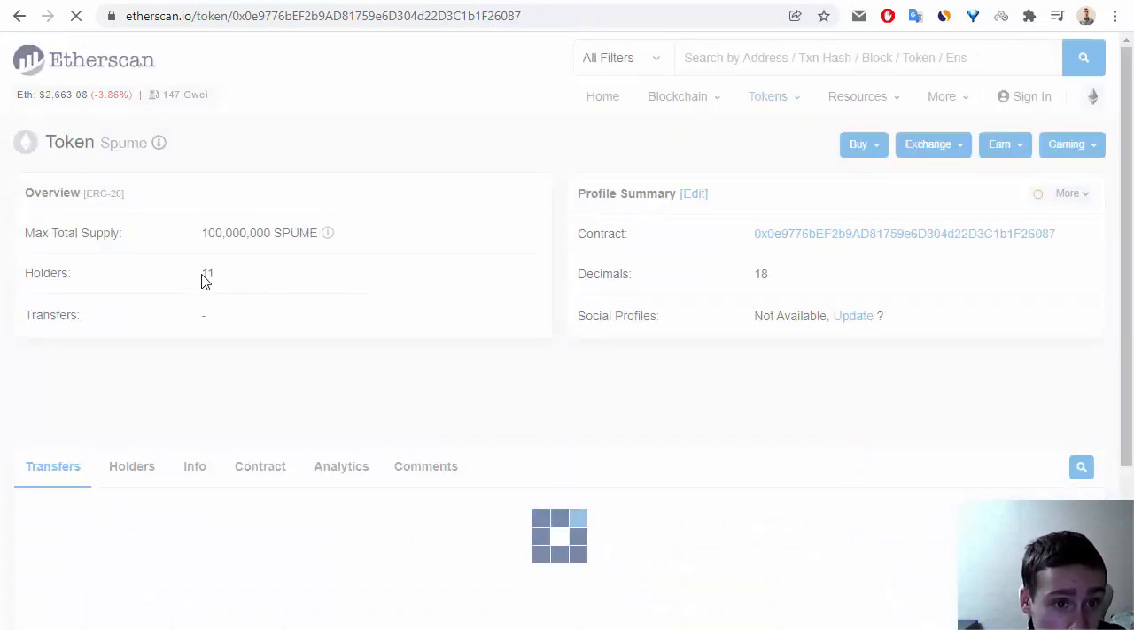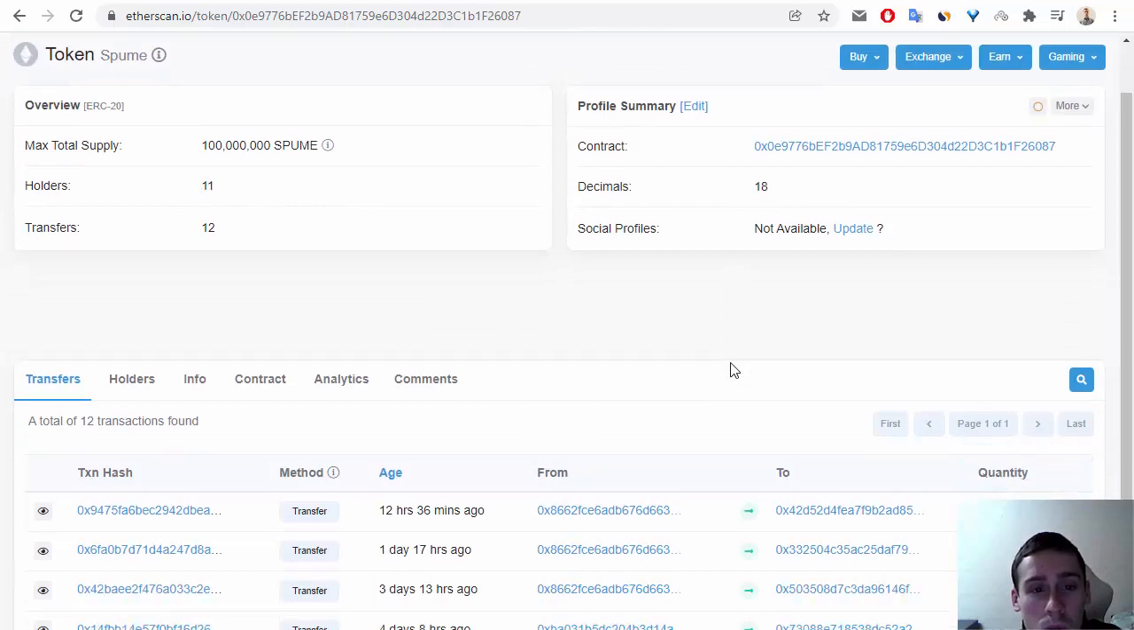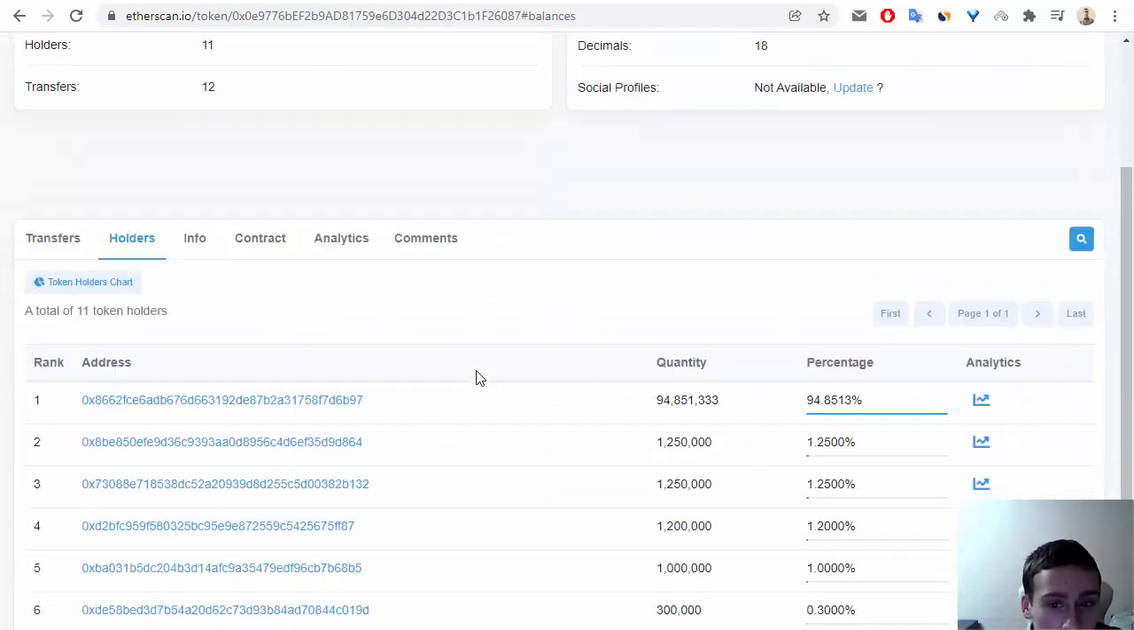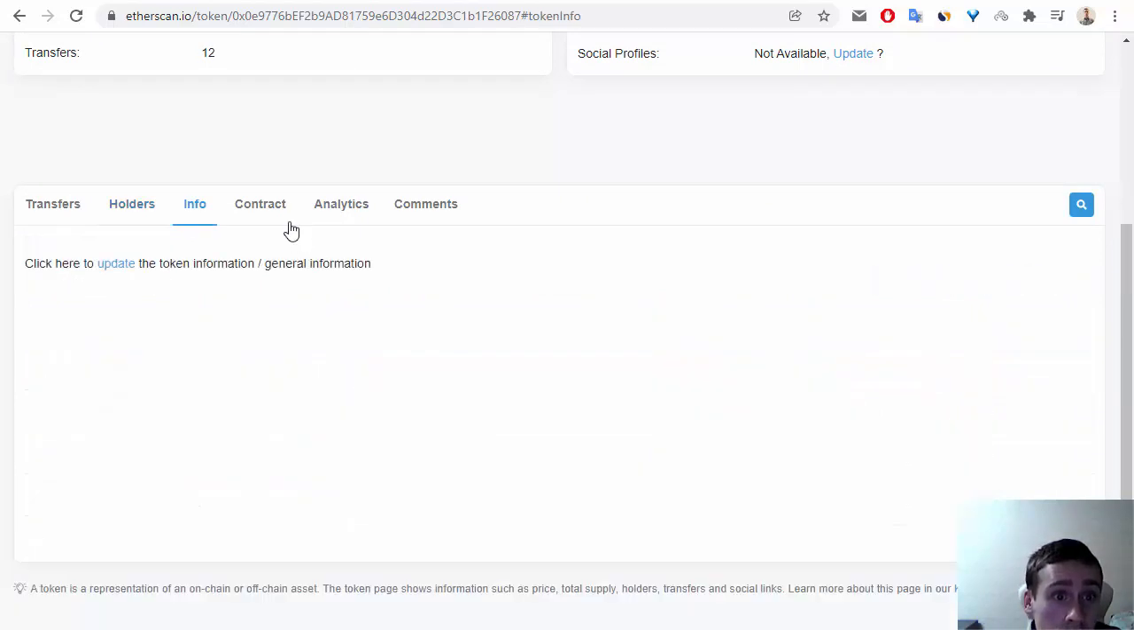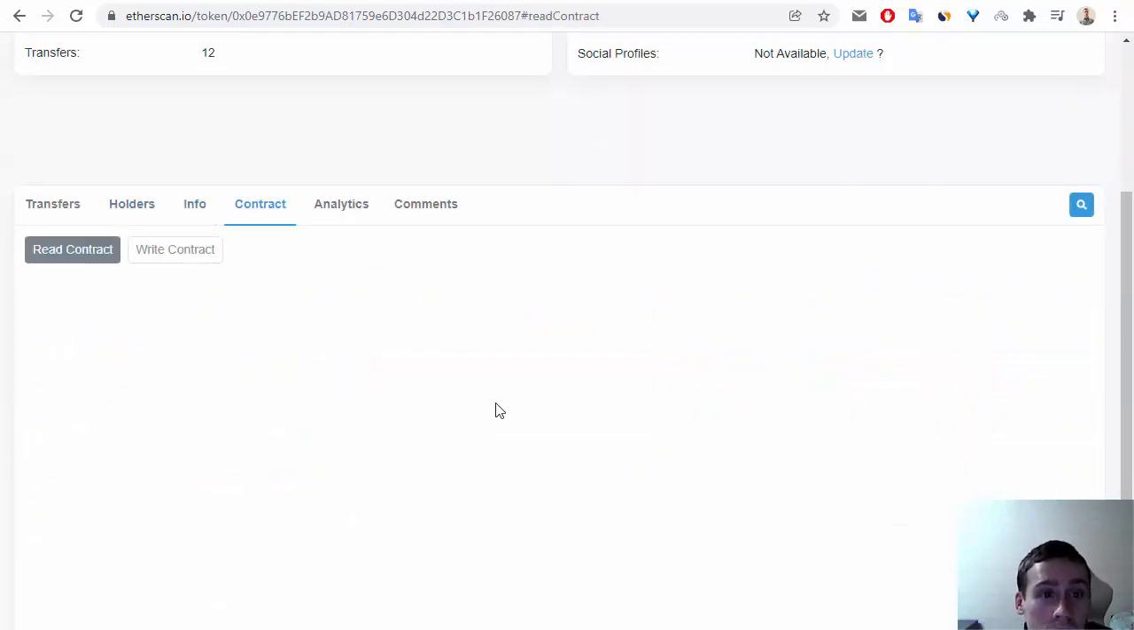11 holders now on this project. We can see total emission. This is 100 million tokens. Information about holders of this project, and information about this project, and also the contract, and so on.